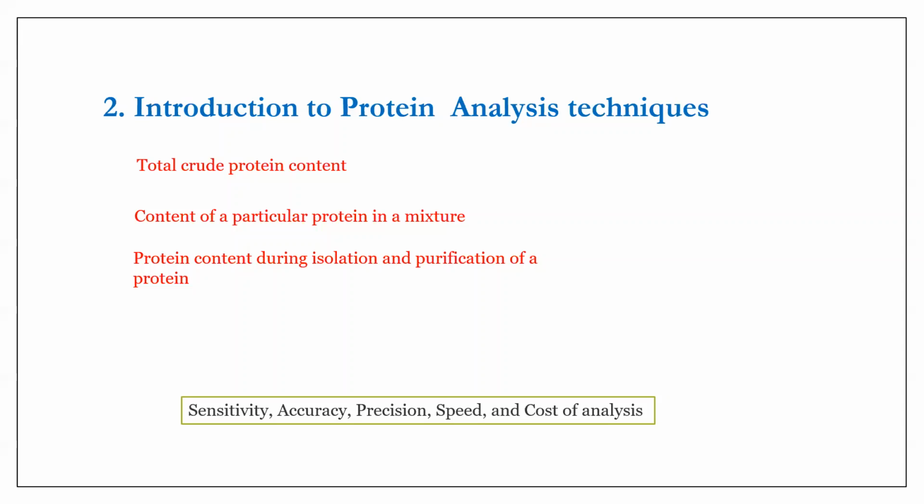Once you have done the total crude protein content, next comes the particular protein. Like you have a protein of interest, and now you are focusing on that protein of interest. Every time you go for isolation and purification, you are focusing on that particular protein of interest. So now you can be a bit specific, or you can go general also.